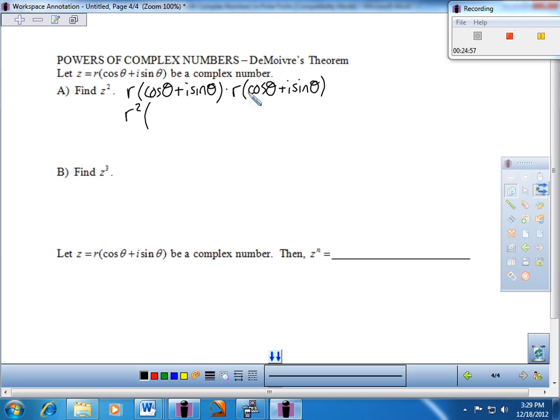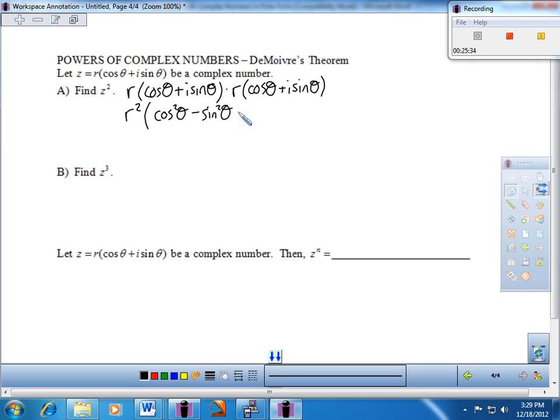Cosine of theta times cosine of theta is cosine squared theta. There's your first. One down, three to go. Last: i times i is i squared, so that's -1. All that's going to do is change this to a minus. Sine times sine is sine squared. As I said, everybody, stare for a second. What is that?